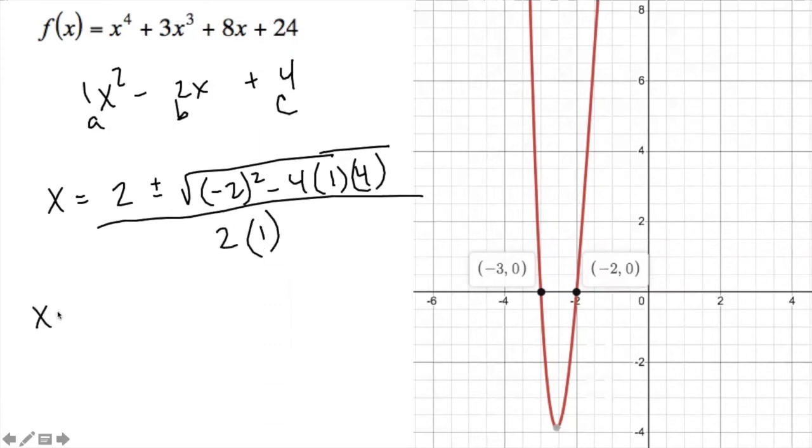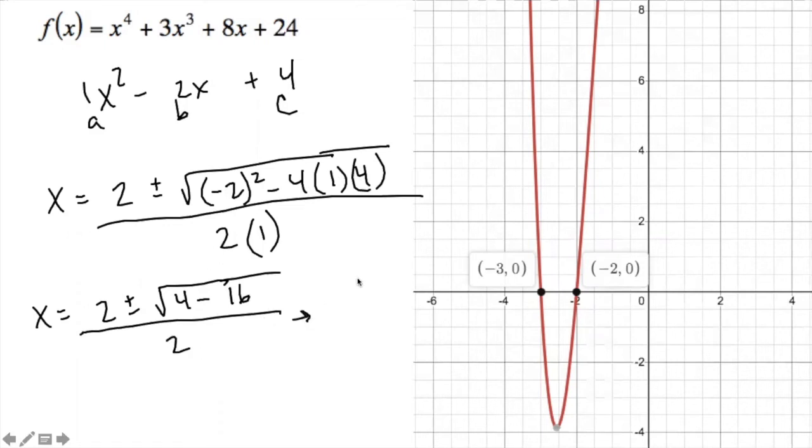Okay, do a rewrite. x equals 2 plus or minus, what do we got inside the square root here, folks? We got negative 2 squared is positive 4, minus 4 times 1 times 4. 4 times 1 is 4, times this other 4 is 16, all over 2 times 1 is 2.